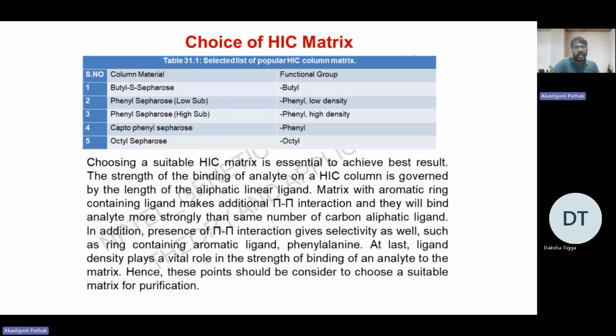So what is the choice of HIC matrix? If you see these HIC matrices, they all have butyl, octyl, phenyl, so these are different hydrophobic groups. All these hydrophobic groups or hydrocarbon chains constitute the hydrophobic interaction chromatography matrix. While in case of ion exchange, they were all charged, like carboxy or sulfur or amine. So they are all charged matrices. But here you have hydrophobic matrices. So the functional groups are butyl, phenyl, octyl. So these are the different functional groups.